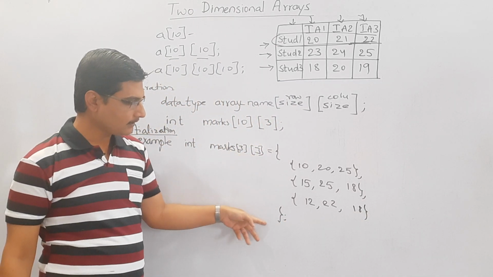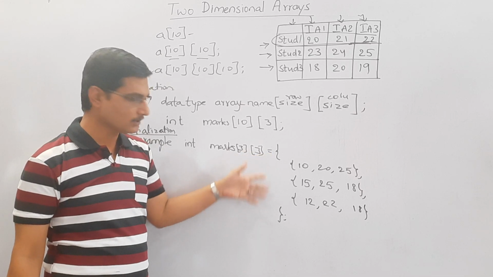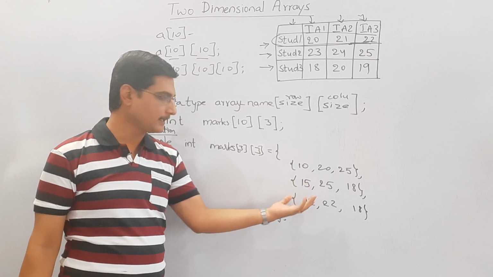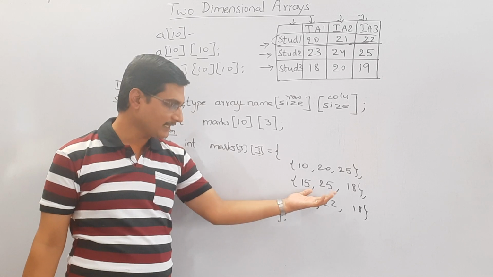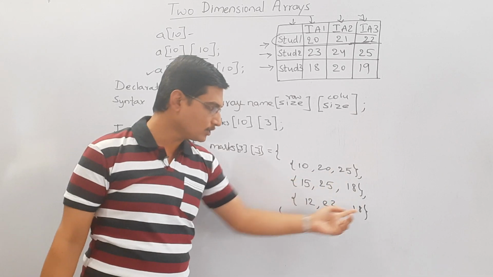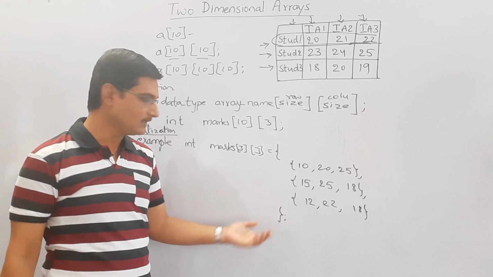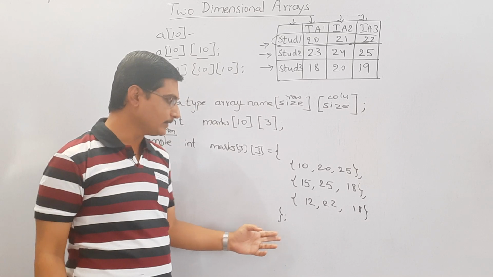To initialize this, we should use curly brackets. For one row, one pair of curly braces, and every item or element should be separated by a comma, and every row should be separated by a comma. As you are declaring as well as initializing, it should end with a semicolon.